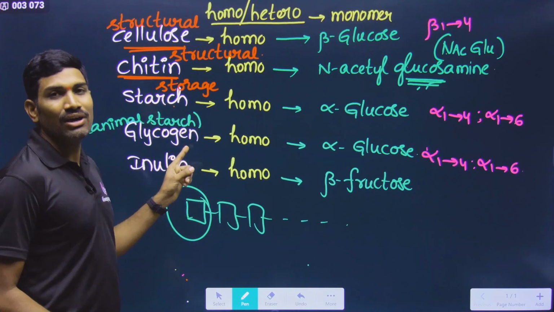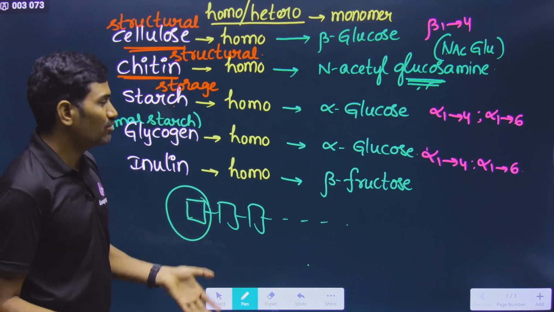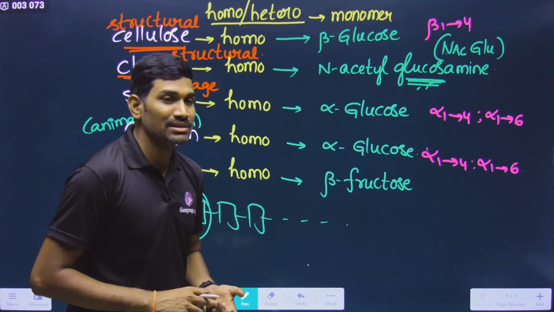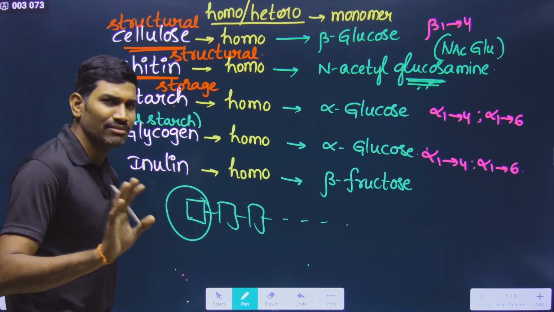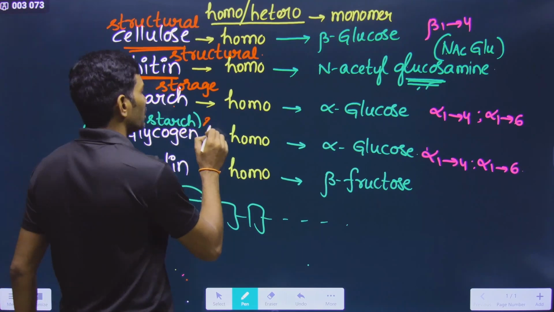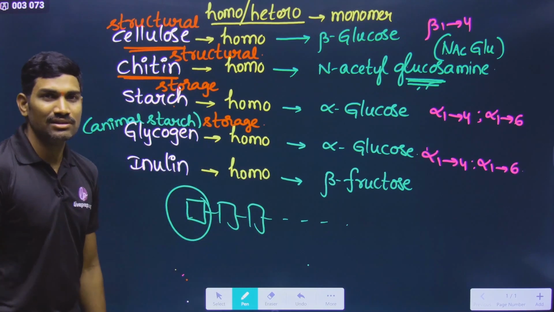But in the case of animals, it is in the form of glycogen. In the form of glycogen, they are stored mainly in the liver and also in the skeletal muscles. This glycogen storage we will study slowly in those chapters separately, so don't worry. So glycogen is also a storage polysaccharide in the case of animal cells.